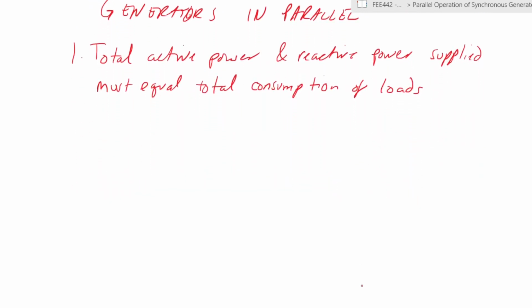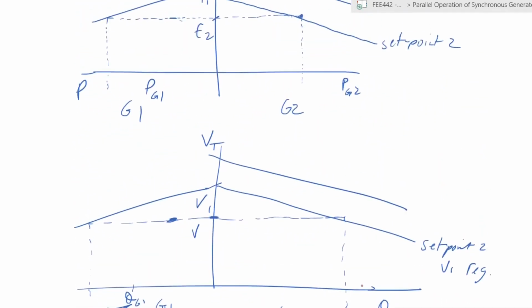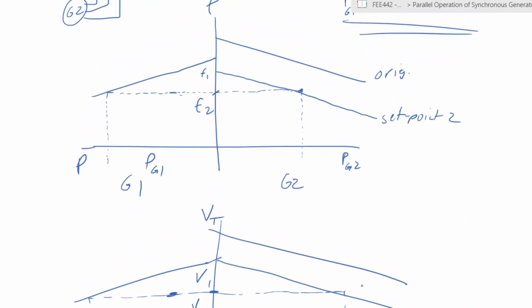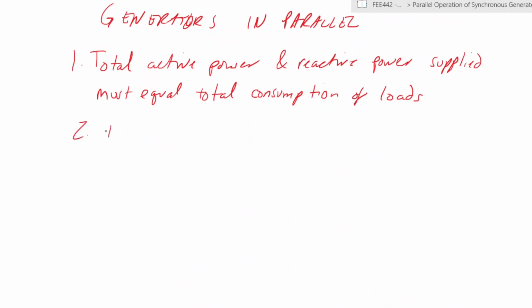Then from there, number 2, in order to change frequency, you have to have constant power, which is demonstrated here. So number 2, to change power with constant frequency, we must change governor set points.